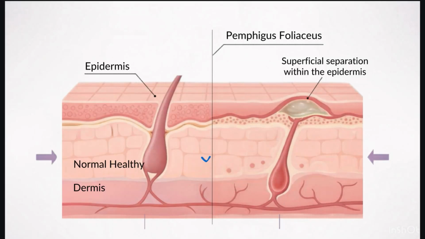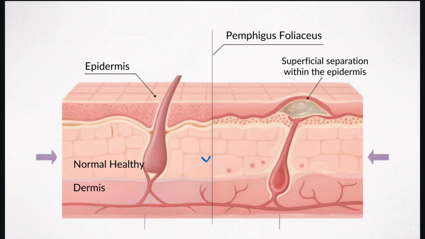Actually, it is an autoimmune blister disease that is sometimes misunderstood as Pemphigus vulgaris. Pemphigus foliaceus, let's say it is the mild form of Pemphigus vulgaris because both of them are autoimmune blister diseases, but foliaceus affects the superficial layer of skin while vulgaris affects the deeper layer of skin.